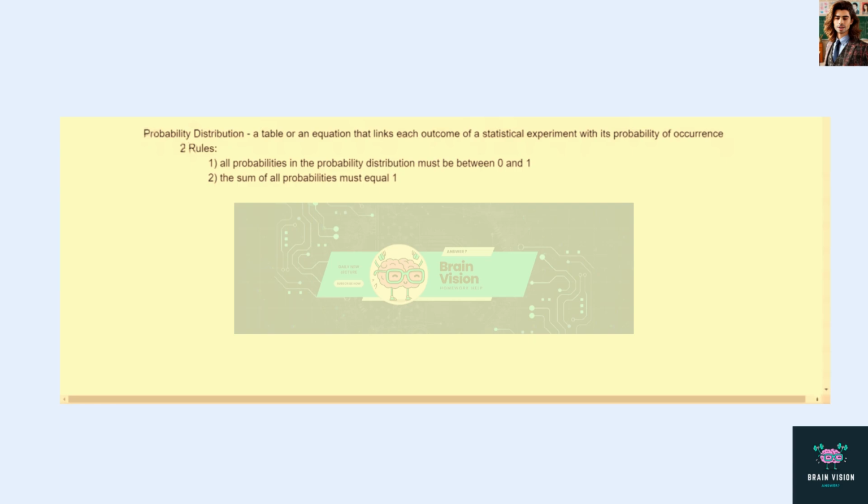Number one is that all probabilities in the probability distribution must be between 0 and 1. And our second rule is that the sum of all probabilities must equal 1.